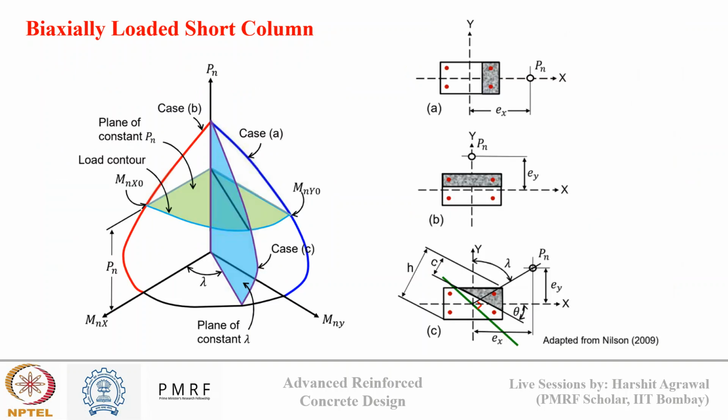Then we talked about the biaxially loaded column, where now there are two PM interaction curves. There is case A and case B, and there can be infinite cases in between them also, depending upon where the load is situated. These two cases are present at an angle of 90 degrees, and together they cover all possibilities of eccentricity between them.